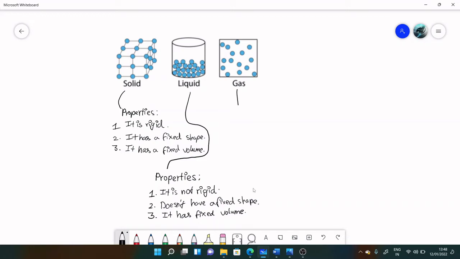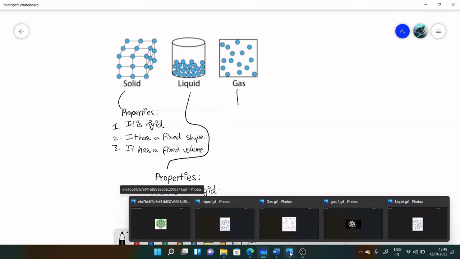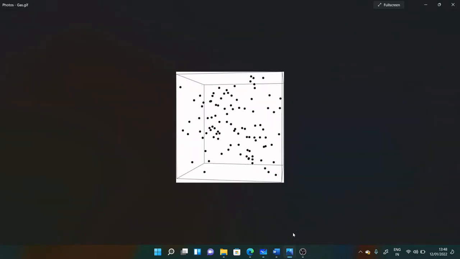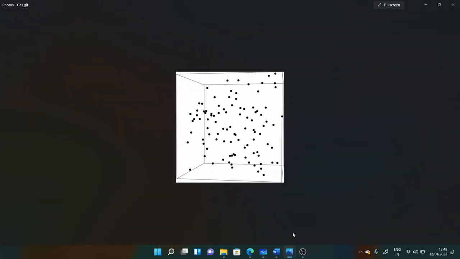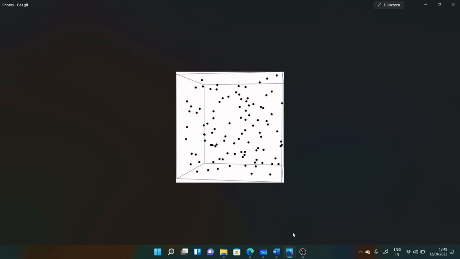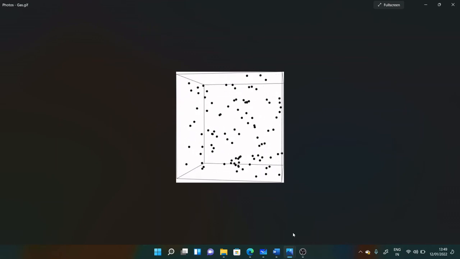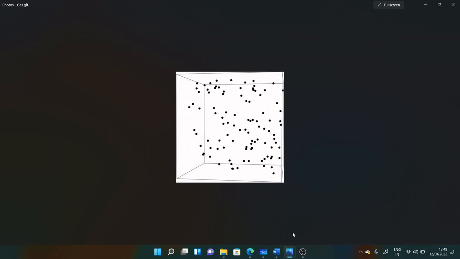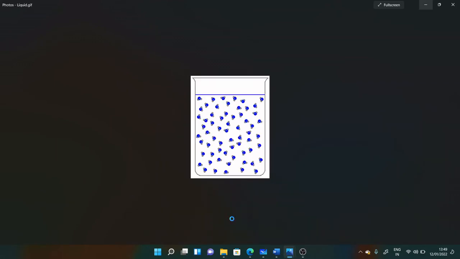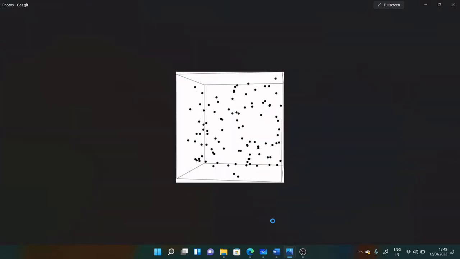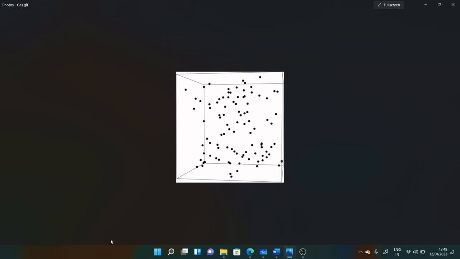Now, let's take a look at gases. For gases, let's look at a GIF first. What do you notice here? The particles are moving all around the place. And like liquids, in the GIF for liquid, we could see that there is a line which shows until where the liquid is. We all can imagine gases to some extent.